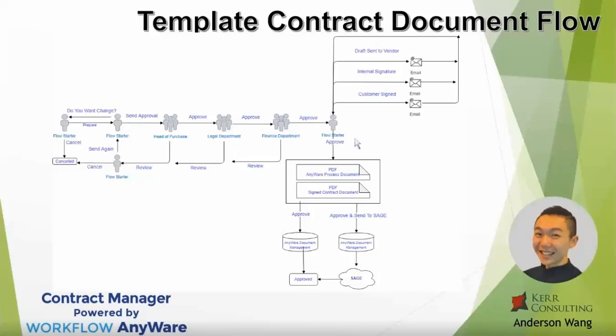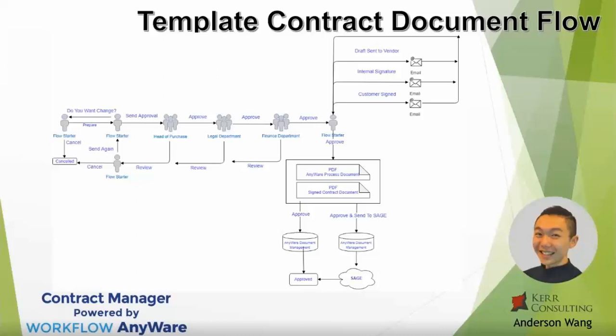Now this flow starter then has the options to send it to be internally signed, so you can have it signed internally from all of the people involved in the process. You can also get the signature of the customer, or you can send it to the vendor to sign. Without much said, the flow starter at this point could also save it, whether it be through the document management in AnyWare, or they want to send it to the ERP system and also have it saved in there. Again, we have the nice flexibility.